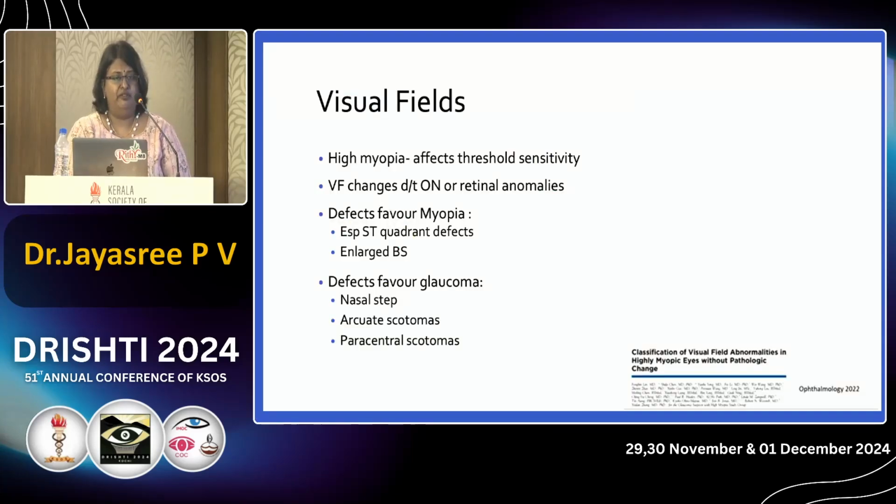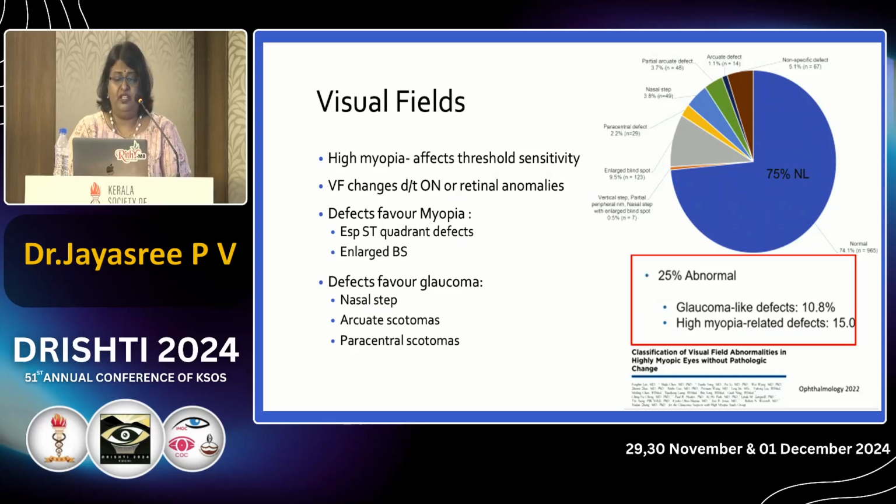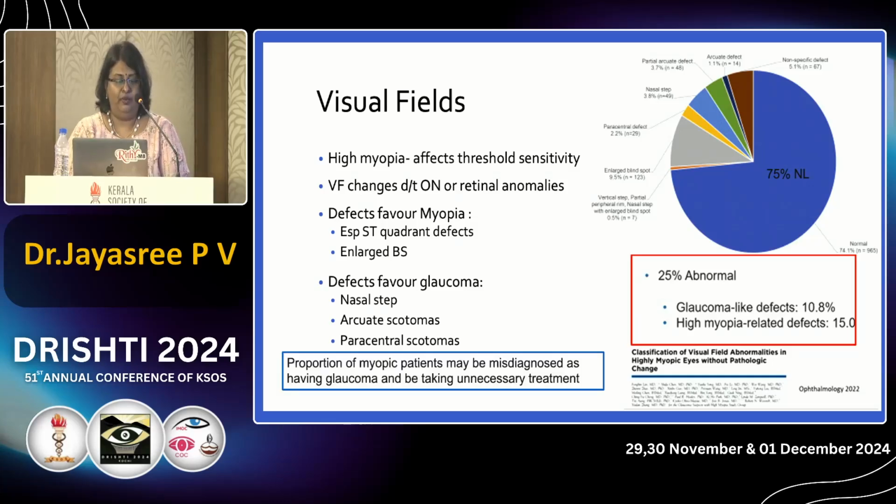What happens in visual fields? Myopes have low threshold sensitivity, and there are defects that favor myopia and defects that favor glaucoma. An enlarged blind spot is a defect that favors myopia. So even if the disc is normal, a certain proportion of myopic patients can be misdiagnosed as having glaucoma, and they might end up taking unnecessary treatment. So 10% have glaucoma-like defects in spite of having a normal myopic disc.